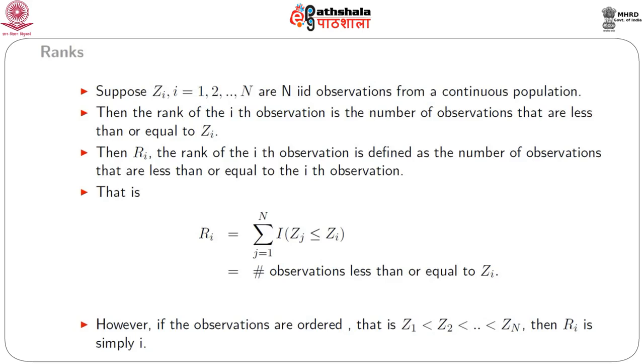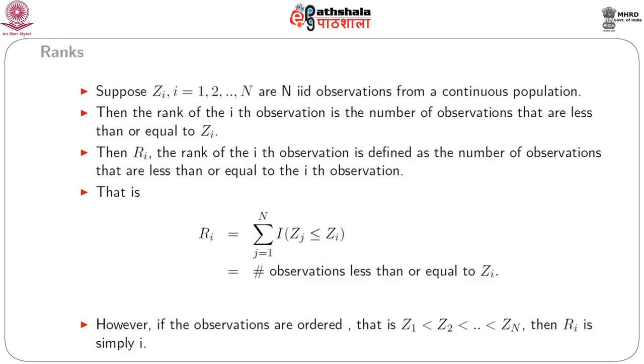We start with the definition of ranks. Suppose Zi, i running from 1 to n, are n IID observations from a continuous population. Then the rank of the ith observation, Ri, is defined as the number of observations that are less than or equal to the ith observation. That is, symbolically, Ri equals the summation over j from 1 to n of the indicator Zj less than or equal to Zi.